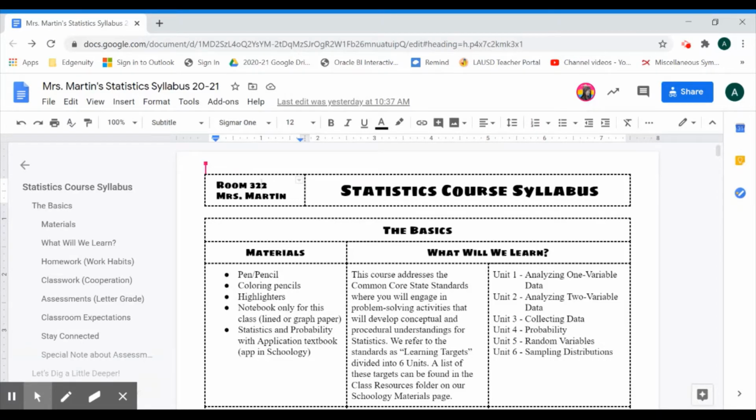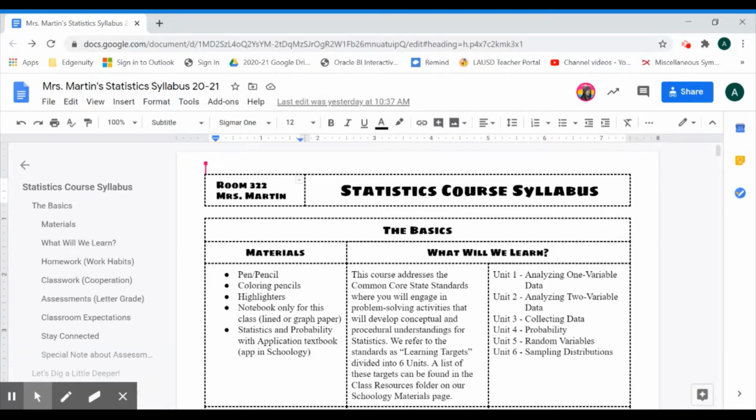Finally, a notebook would be really helpful, especially a notebook only for this class to help keep all your materials together. You can also go with loose leaf, lined, or graph paper. That works as well. You won't be needing that physical copy of the textbook this semester because we'll have access to it in an app in Schoology. I'll go over how to access that at another time.